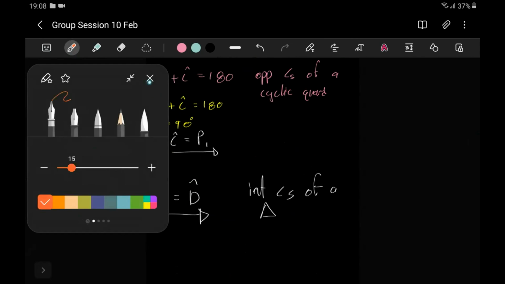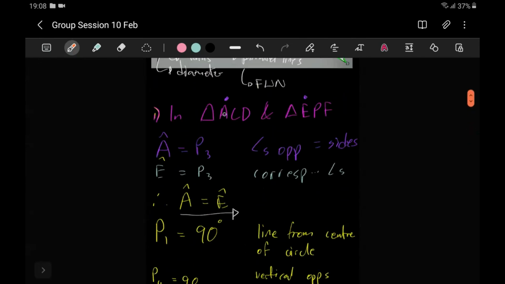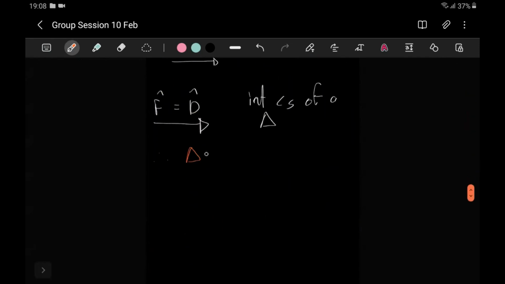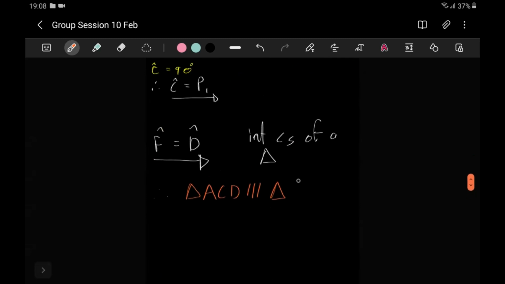So your conclusion here will then be, therefore, triangle ACD is similar to triangle EPF. And then you're done.